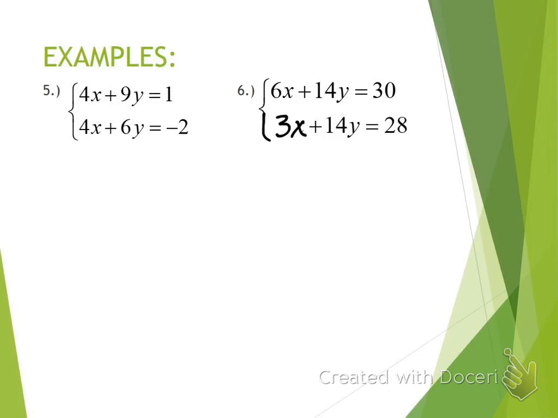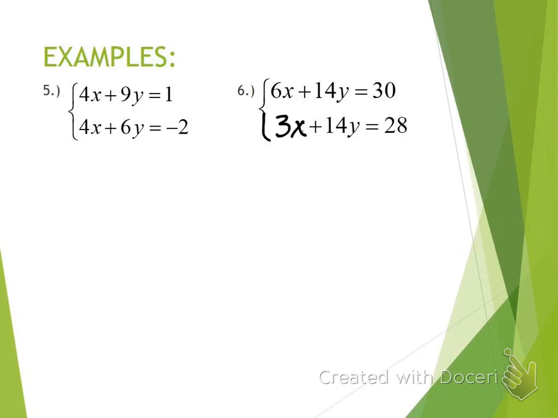On number 5, we don't have opposites when we start. So that means we have to force that to happen. Charles? Multiply what by negative 1? The bottom. It doesn't matter. One of them has to get multiplied by a negative 1.